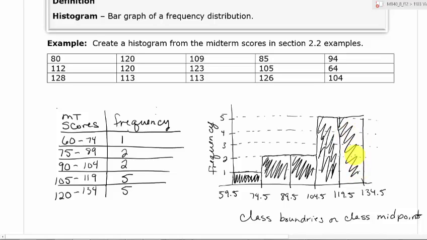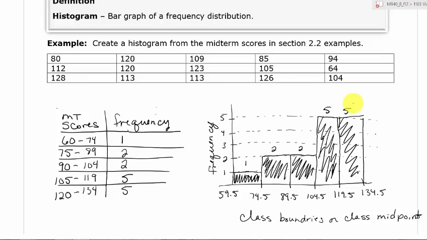Sometimes, especially when I'm drawing them myself, and if I don't have my guide marks on there, I'll just put the frequency above the bar, and that way I know for sure. So if you're drawing one and your heights maybe are a little bit off, if you just put the frequency above the bar, then I'll know for sure what your frequency really is. So that would be helpful. So that would be a histogram.